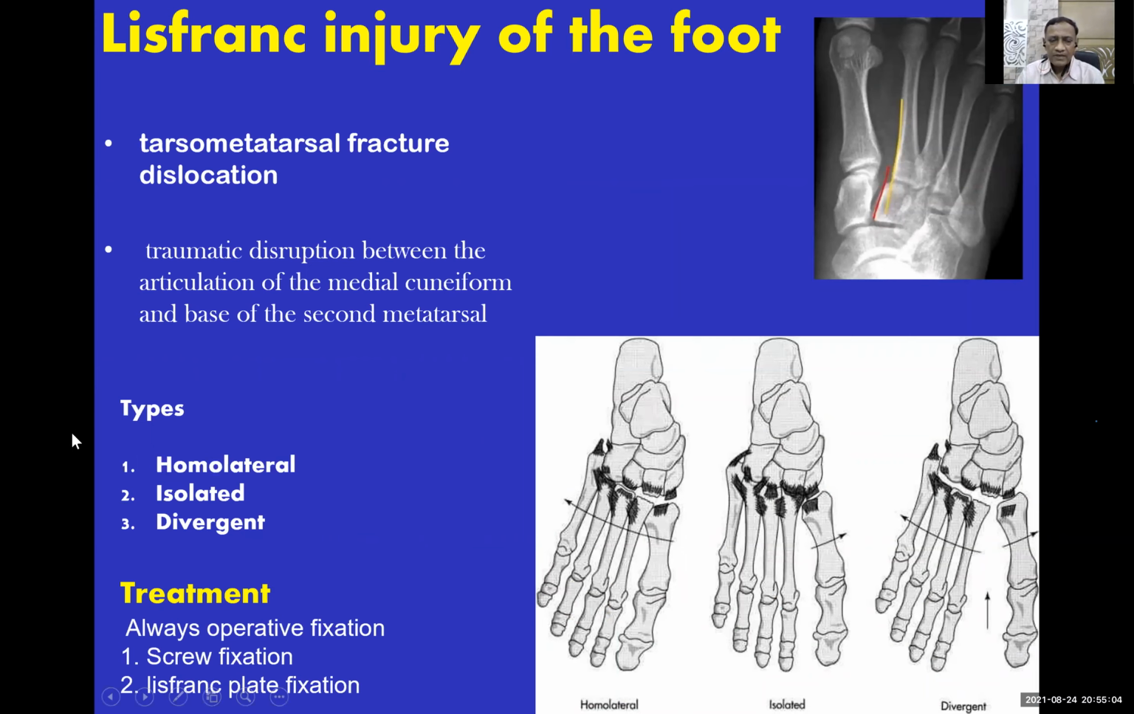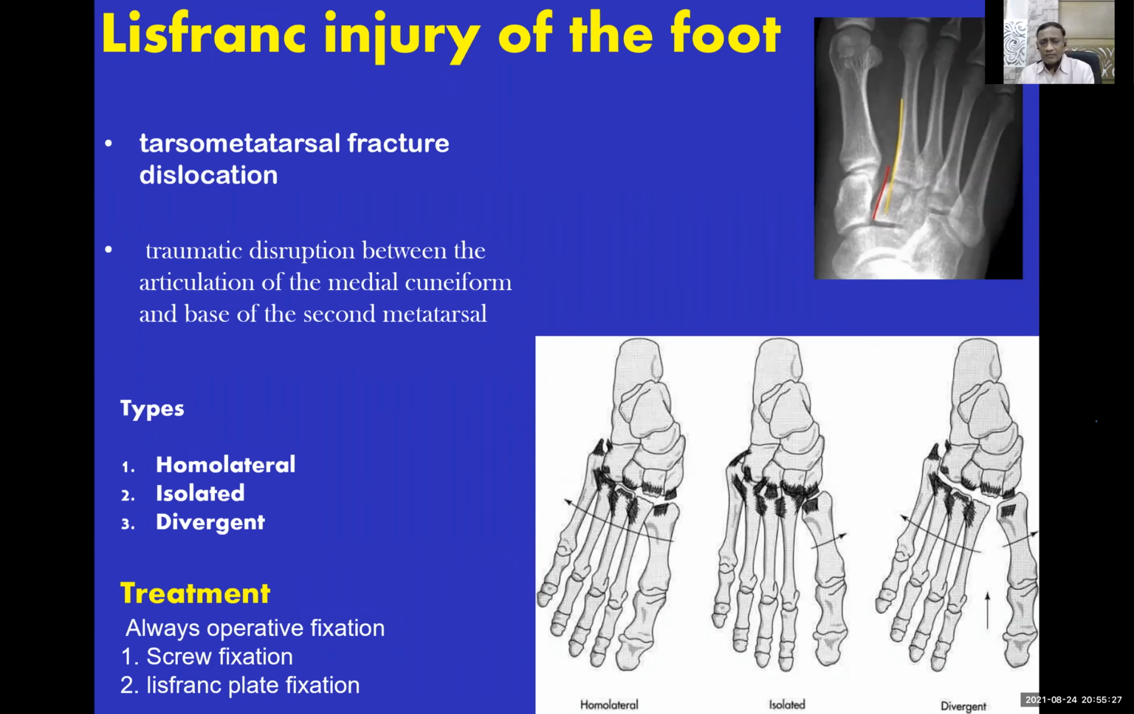Now, what are the types? It could be homolateral or isolated like this, or maybe divergent type. And the treatment is always surgery. You do the open reduction and fixation with the multiple screw, or maybe Lisfranc plate is also available. Do not fix with the K-wire because it doesn't stay.